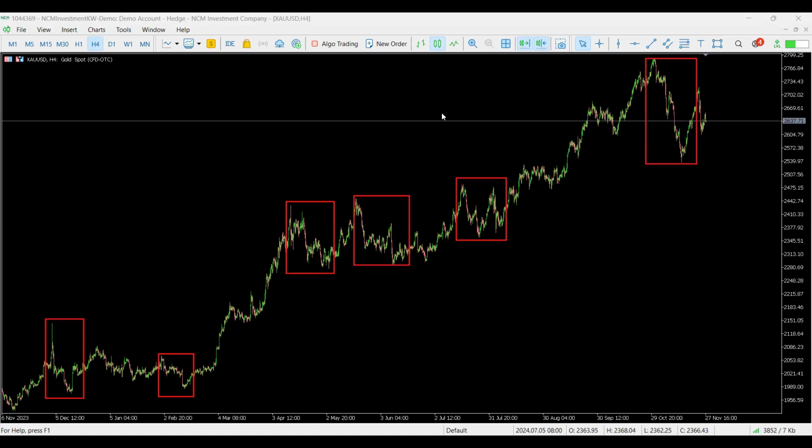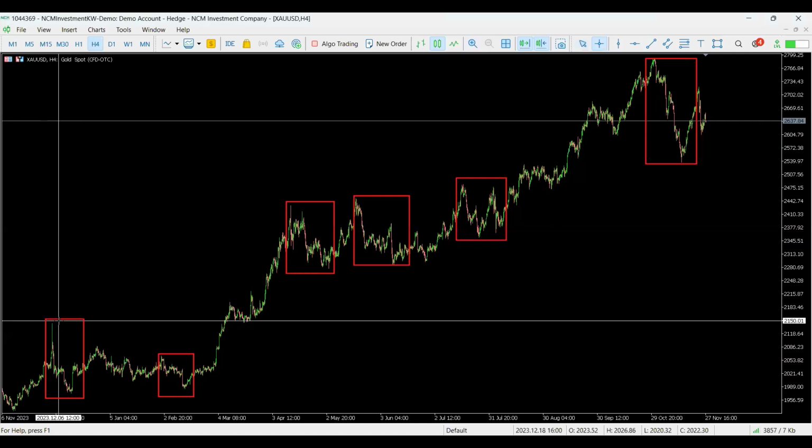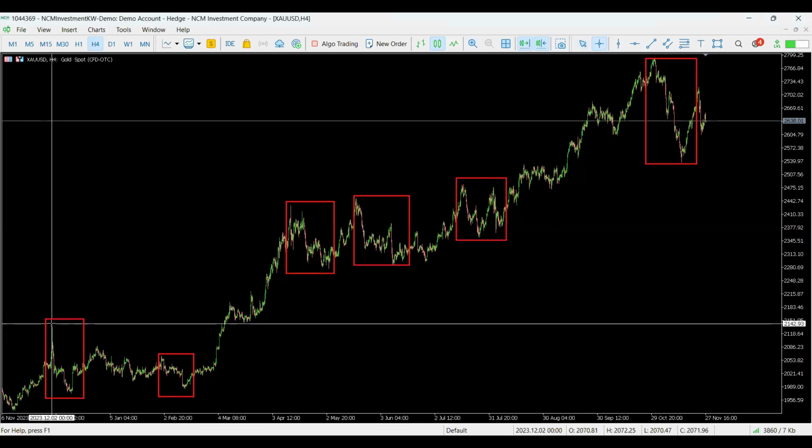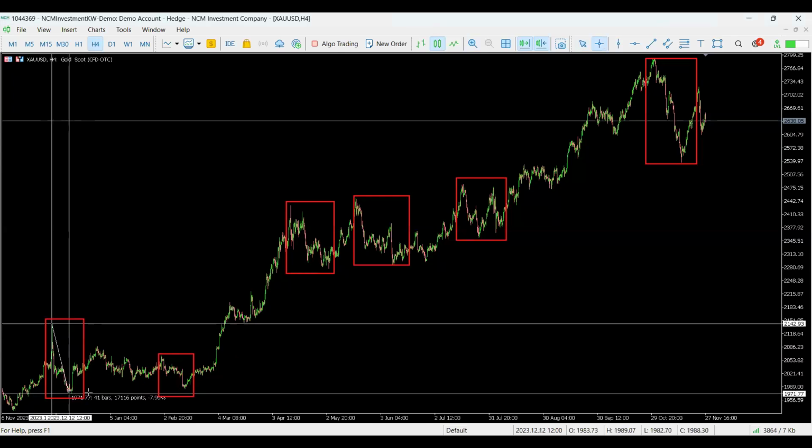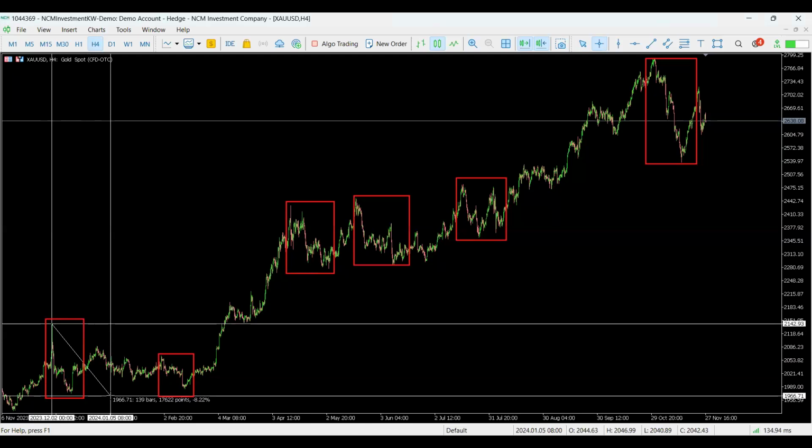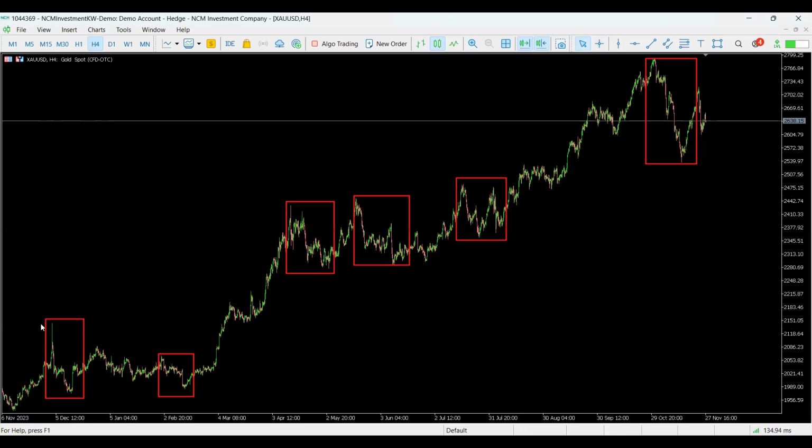Now look, here's the trick. I'm going to grab a cursor. I'll take this high, left click, hold left click with your mouse, and stretch it down to this area. You can see it says 17622 points. You have to remove the last decimal, okay? Gold crashed here by 1,762 points. Let's write it down.